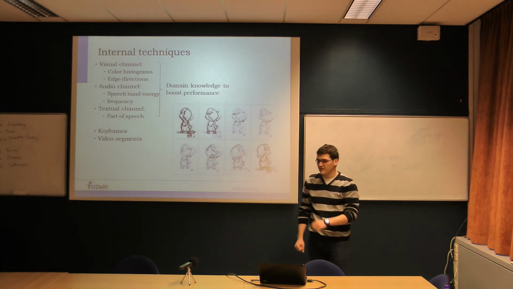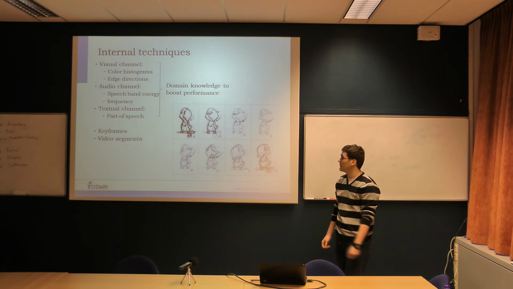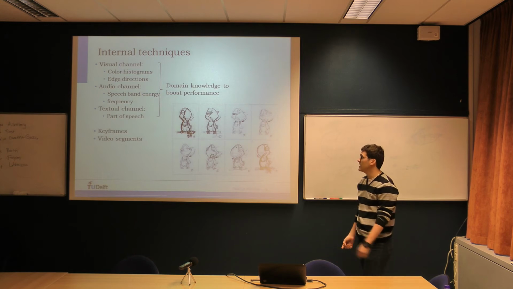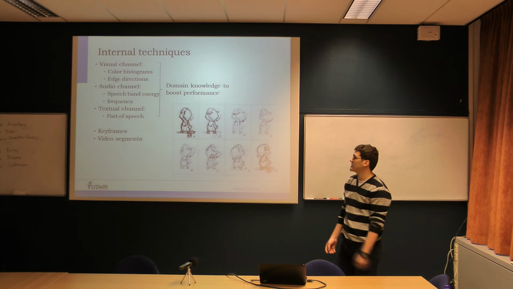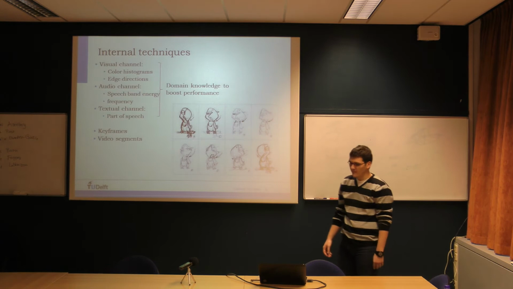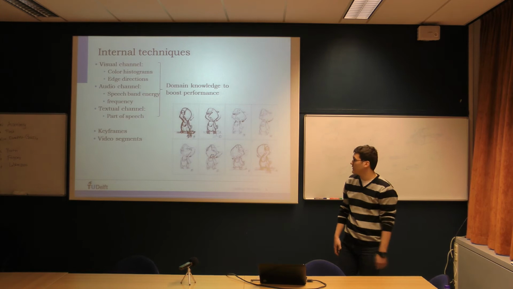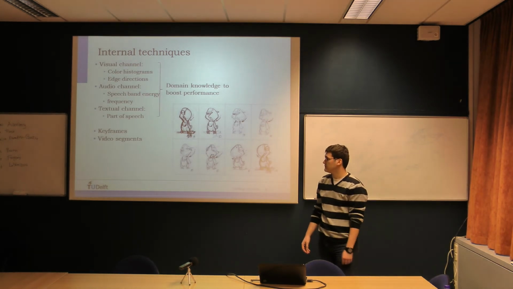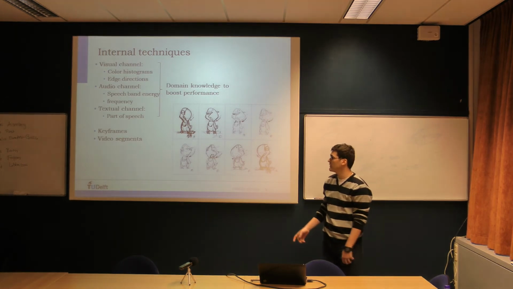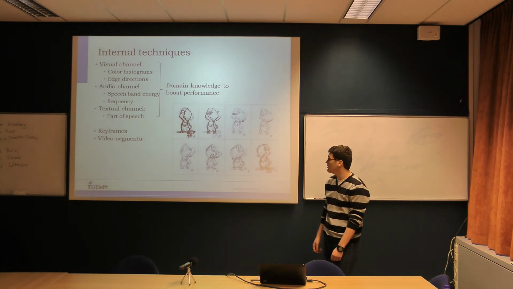Internal techniques. So internal techniques are those techniques that use only the information that comes with the video. Usually they use three channels, the visual channel, the audio channel, and the textual channel, extracting from these channels some features like color histograms, speech band energy, recognizing part of speech. And the summaries come in the form of keyframes or video segments. For example, when we deal with keyframes, we build with the features extracted from those three channels a saliency curve on which we detect events by using, for example, a clustering algorithm.